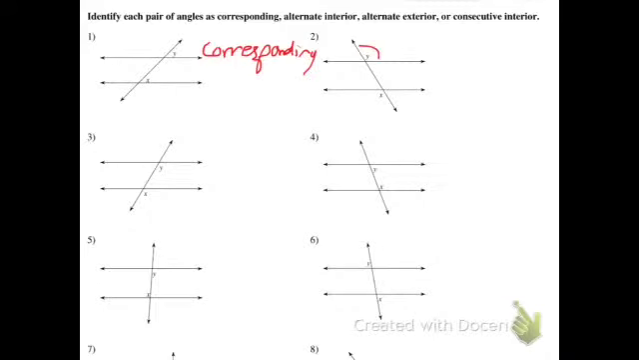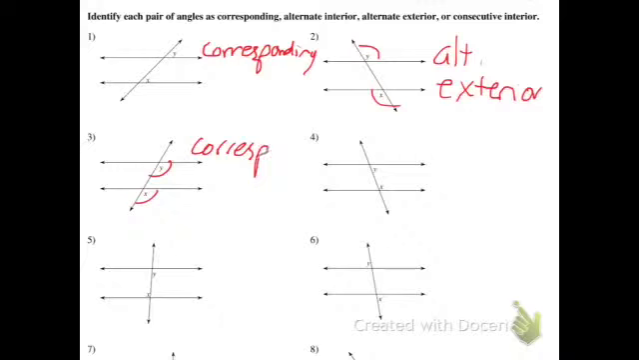On these ones, notice how they're on opposite sides of the transversal, and they're outside the parallel lines on the outer side. So this is alternate exterior. On these ones, again, they're on the same side of the transversal, but one's interior, one's exterior, so these are corresponding.